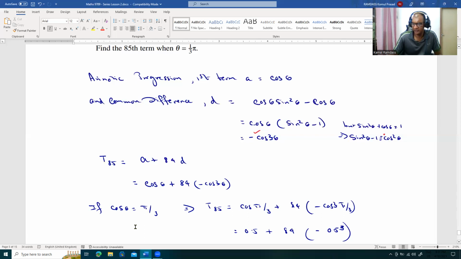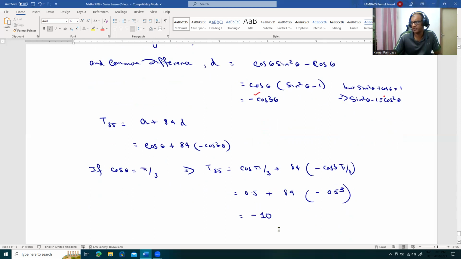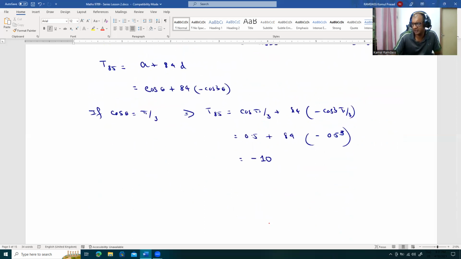Et when theta is equal to pi by 3, T85, c'est cos pi by 3 plus 84 multiplied by minus cos cube pi by 3, et 0.5 plus 84 fois moins 0.5 raised to the power of 3, which is equal to minus 10. Et c'est ça la réponse.